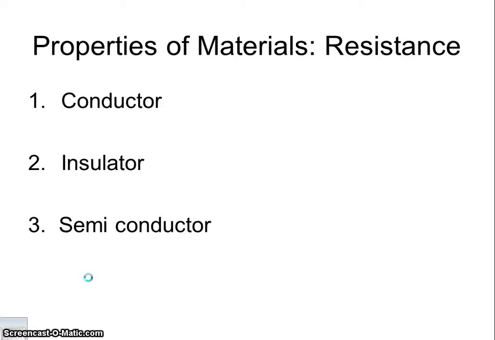Some other properties of materials when you're talking about resistance. There are three basic materials: conductors, insulators, and semiconductors. Conductors are those things that allow the easy flow of electrons, like metals. Insulators are those materials that do not allow the electrons to travel through them very easily.